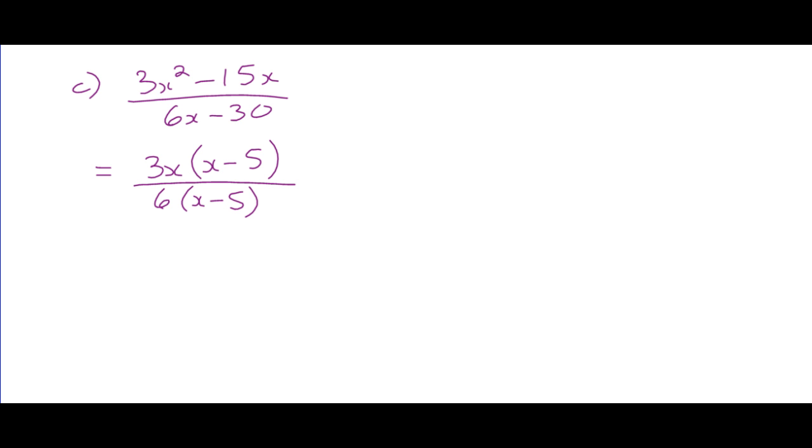Okay, is that your factored form as well? What's step 2? Restriction, which is? So what do I write? X cannot equal 5. Okay, then what?